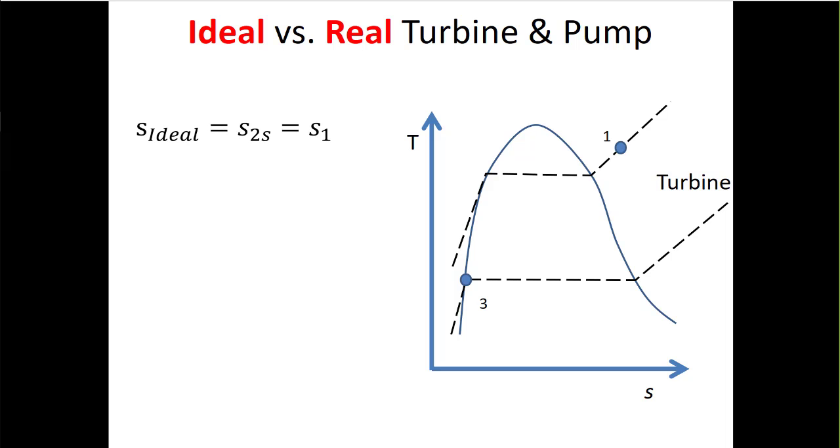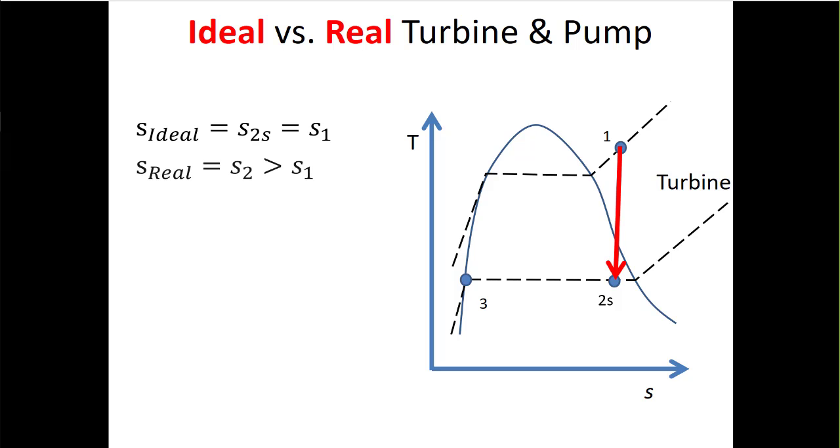So we have this ideal case. The ideal turbine, the entropy stays the same from state 1 to, remember, we called that state 2s, the isentropic outlet. Isentropic: isen is kind of like iso, it means stays the same. And then tropic here is kind of talking about entropy. So the entropy stays the same. That's what the word isentropic means.